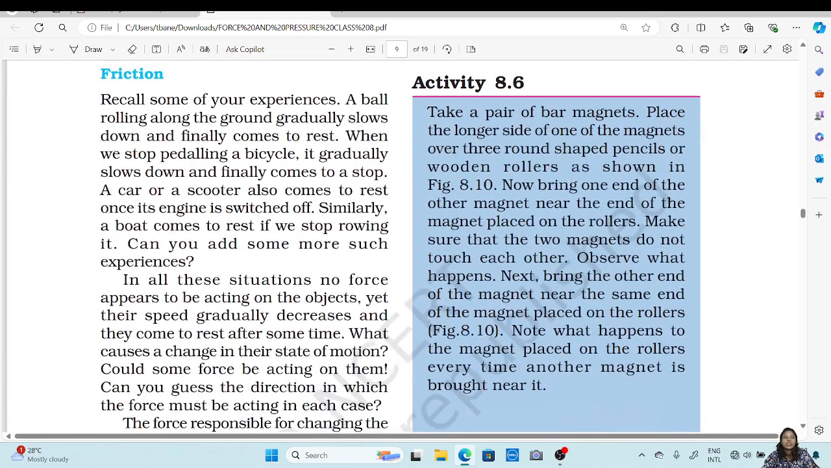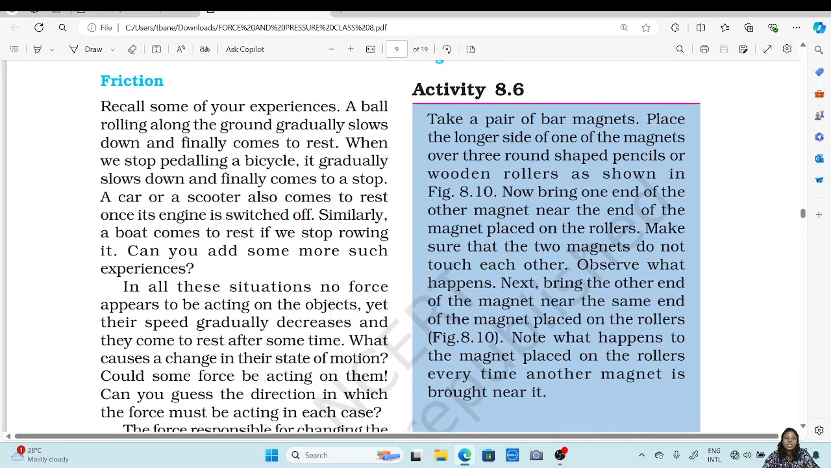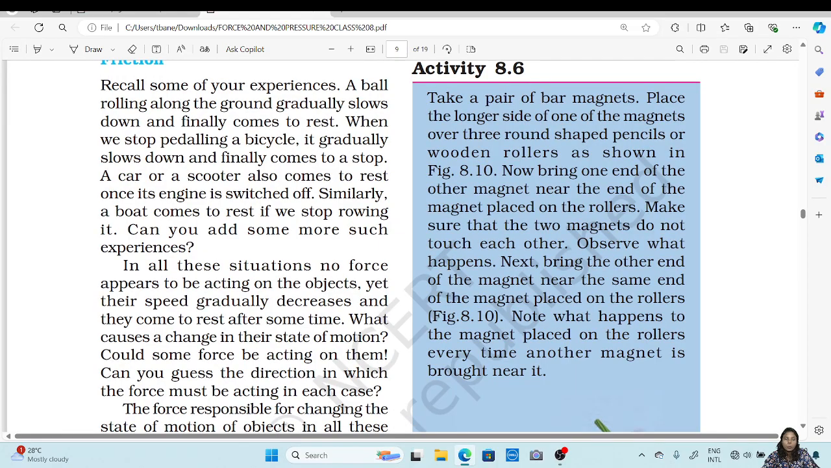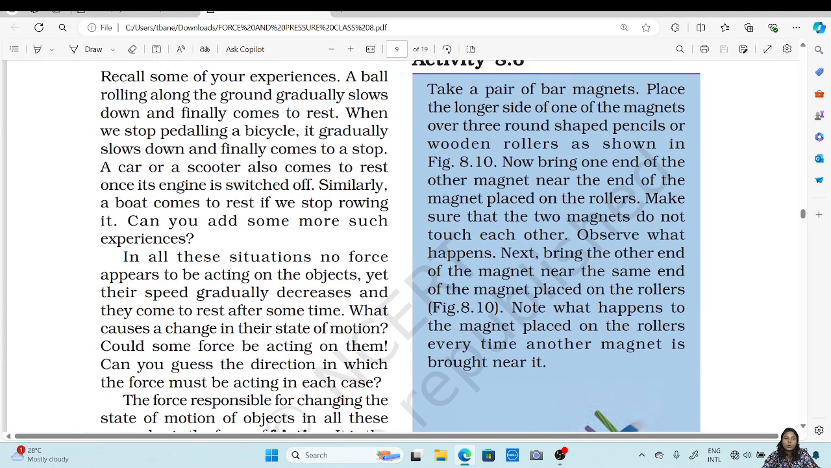Now let's see friction. Recall some of your experiences. A ball rolling along the ground gradually slows down and finally comes to rest. When we stop pedaling a bicycle, it gradually slows down and finally comes to a stop. A car or a scooter also comes to rest once its engine is switched off. Similarly, a boat comes to rest if we stop rowing it. Can you add some more such experiences?